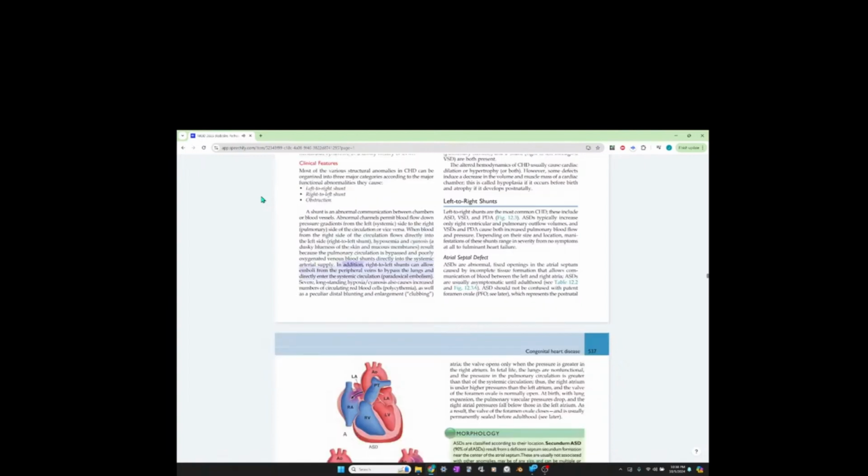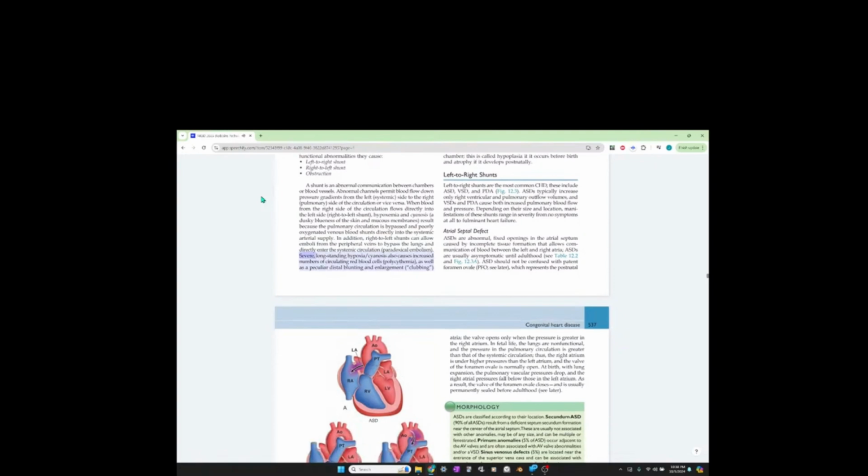In addition, right to left shunts can allow emboli from the peripheral veins to bypass the lungs and directly enter the systemic circulation. Severe, long-standing hypoxia and cyanosis also cause increased numbers of circulating red blood cells, as well as a peculiar distal blunting and enlargement of the tips of the fingers and toes that can include bony changes. The most important causes of right to left shunts are tetralogy of Fallot, transposition of the great arteries, persistent truncus arteriosus, tricuspid atresia, and total anomalous pulmonary venous connection.